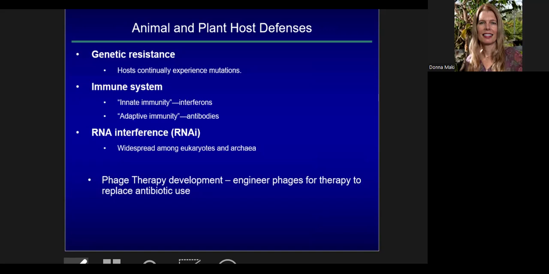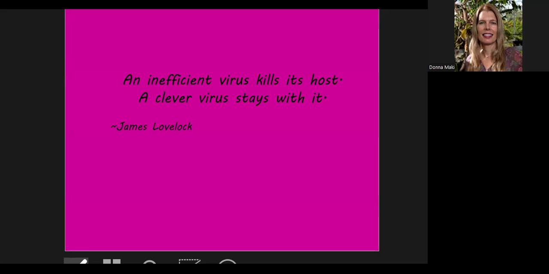But when you think about it from a viral perspective, this is a good quote: an inefficient virus kills its host, a clever virus stays with it. If you are a virus and you kill your host, your mandate as a virus is to spread and make more of yourself. That's what virologists think a virus is supposed to do. It's supposed to spread. It can't really spread if your host is buried or cremated. So it doesn't really make sense from that perspective to kill your host.